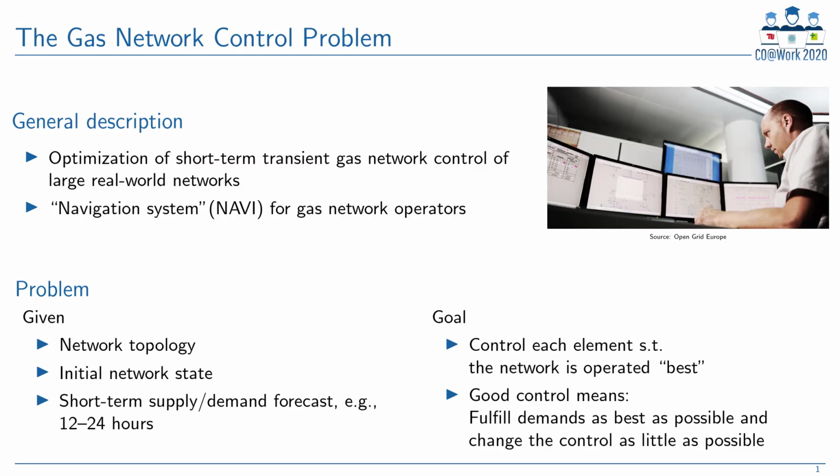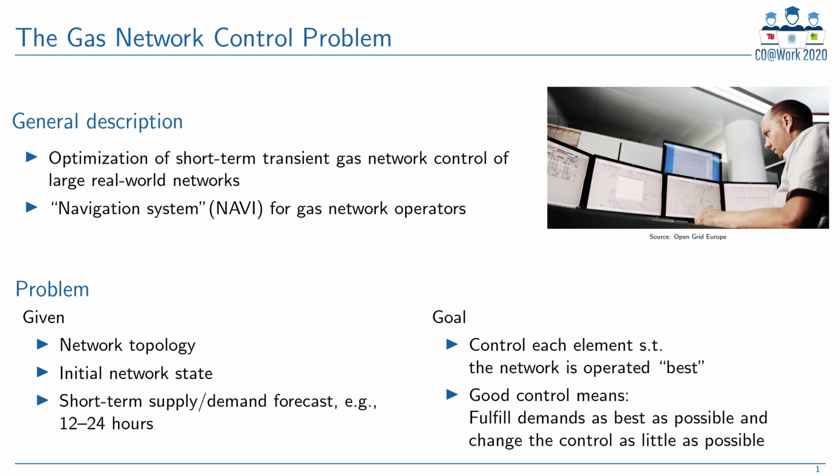To get an idea of what the problem is about, imagine a gas network operator controlling the network and facing a critical network situation. Solving the given problem is like being a navigation system for the operator that gives advice on how to operate the network in the future and overcome these critical situations. You can imagine this like a navigation system for cars that finds an optimized route to reach your target destination.